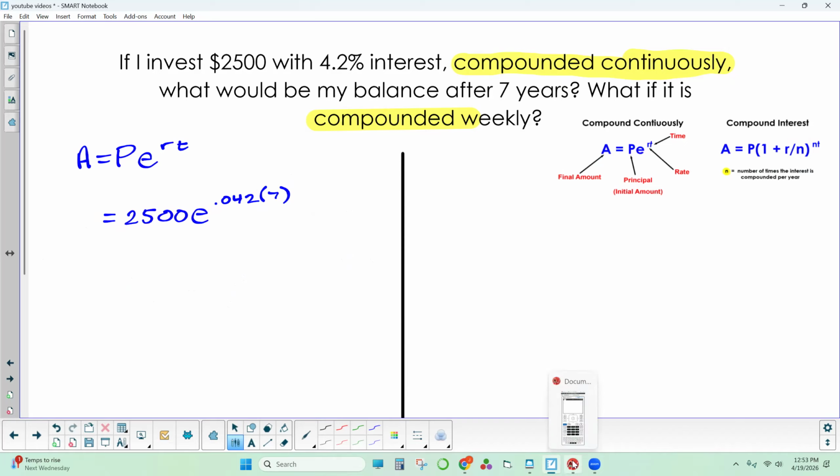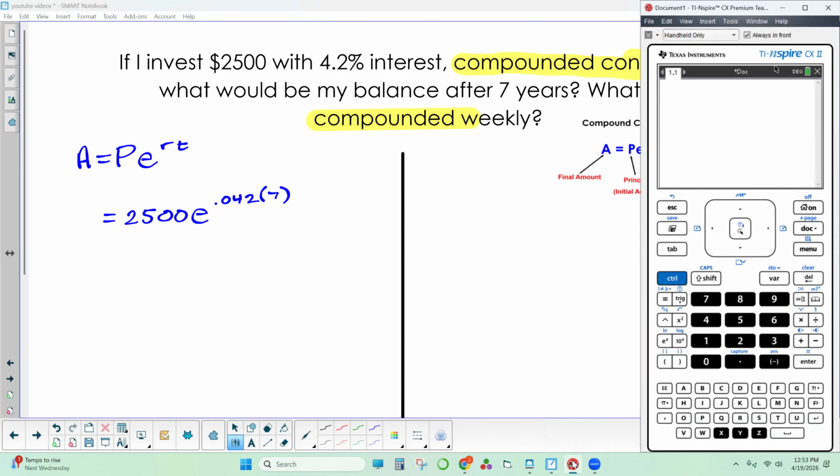I'm using a TI Inspire here, and we are going to round our answers to the nearest hundredth. So I'm going to put in 2,500 multiplied by E raised to the rate, which is 0.042, and then we will multiply that by time, which is 7, okay? So you always want to check in your calculator to make sure you've got what you've written on your paper. Everything looks good. And I've got $3,354.46.